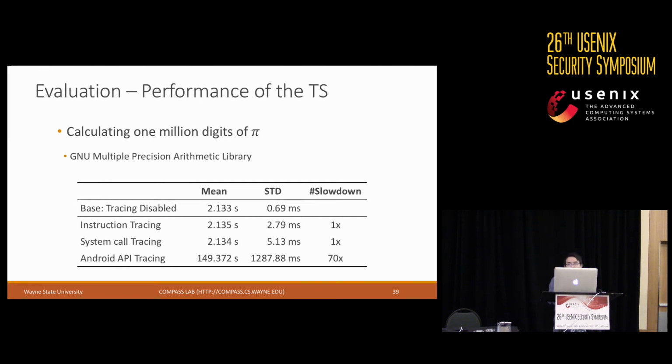From this table, we can find that the time consumption of no tracing, of the instruction tracing, and the system call tracing, they are very similar. This also proves that the hardware-based trace does not affect the performance. However, in the Android API tracing, because we have to use some software-based approach to bridge the semantic gap, it brings additional overhead. It is about 17 times slowdown.